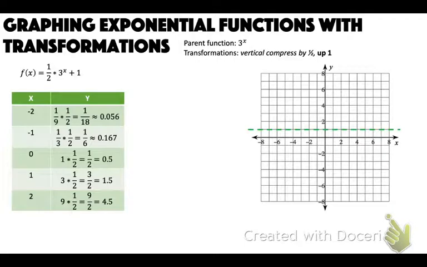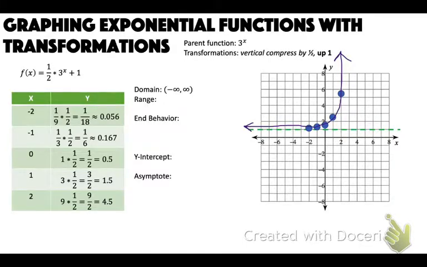If I write those as decimals, it might be a little bit easier to graph. And then we can graph these, and when I'm graphing them, I'm going to treat this as like my new x-axis. Now, it's not really the new x-axis, but since I moved it up 1, that's just where we're going to treat like our 0 as, okay? So then I go -2, 0.056, -1, 0.167, 0, 0.5, 1, 1.5, and 2, 4.5.